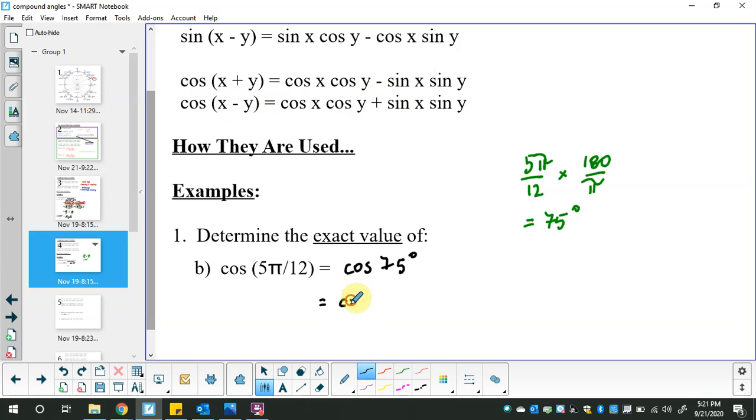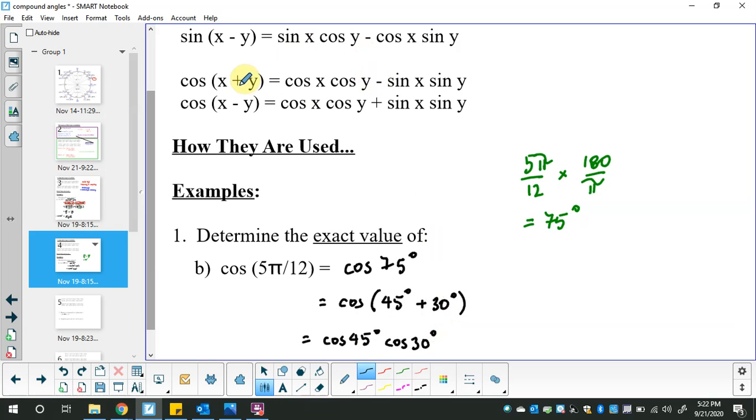So I'm going to keep this simple and use 45 plus 30. I know those are both on the unit circle. And while I'm here, this is the cos plus version, so I must split it up like this. So cos 45 degrees is the x, cos 30 degrees is the y.